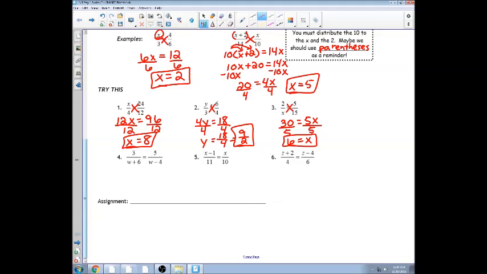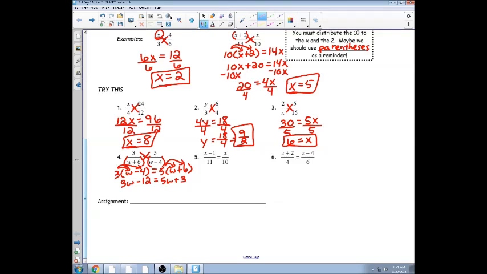Number 4, here I have w plus 6 and w minus 4. This is just like our second example from up above where I'm going to need to make parentheses around my quantities. So when I cross multiply, what I will have is 3 times the quantity of w minus 4 is equal to 5 times the quantity of w plus 6.